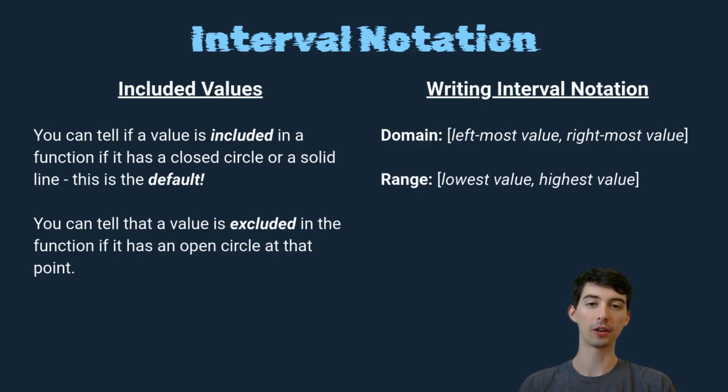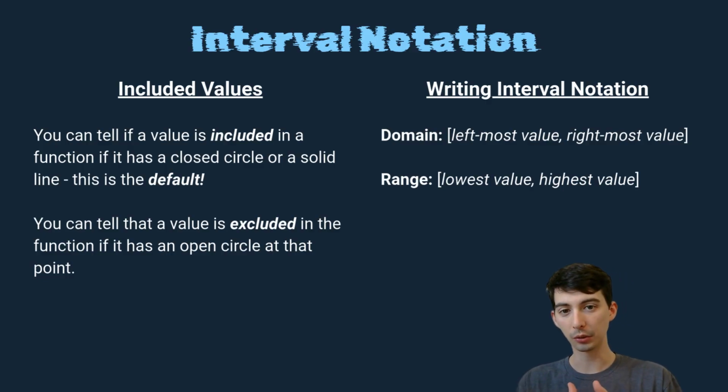The next thing we have to talk about is included or excluded values. Sometimes our functions are going to get really, really close to a value without actually touching it. And other times it will. And so if it doesn't actually touch that point, we're just going to say it gets really, really close and exclude that specific value. We can tell if a value is included if the function has a closed circle or a solid line at that point. That's our default. We're always going to assume that the value is included unless we're told otherwise. We can tell if that value is excluded if there's an open circle at that point.